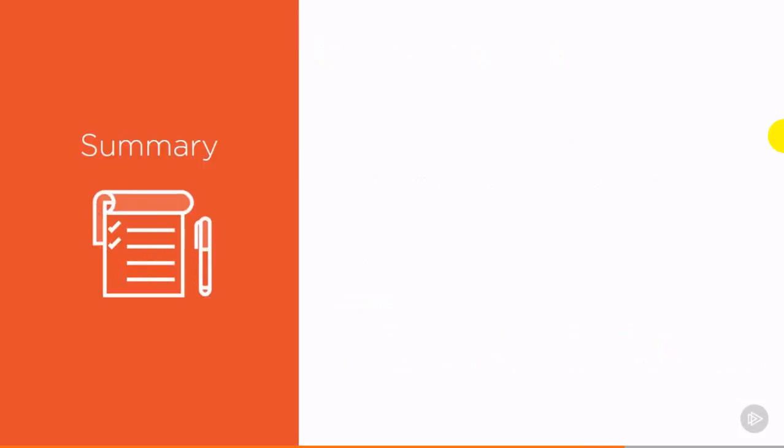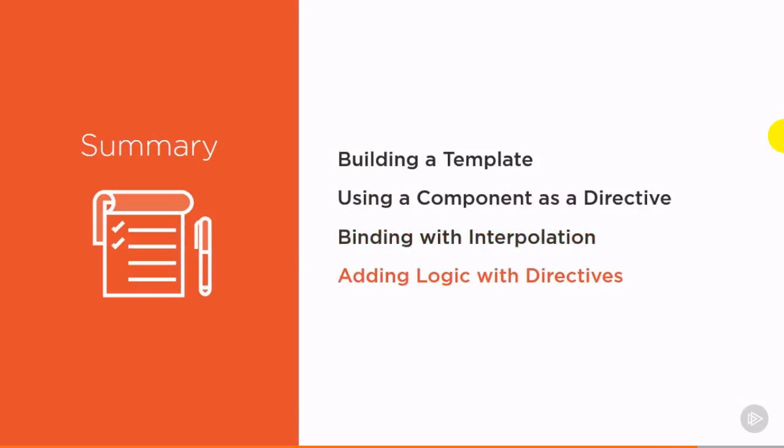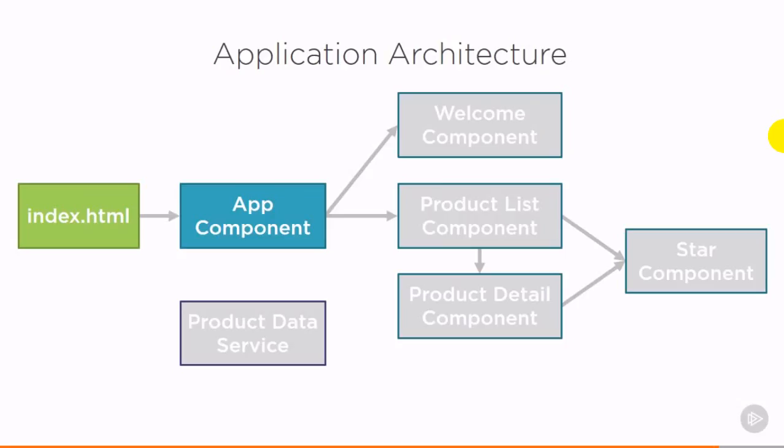In this module, we evaluated the differences between an inline template and a linked template, and we created a linked template. We then built a component for that template and learned how to use that component as a directive. We took a first look at Angular data binding through interpolation and powered up our template by using built-in Angular directives. Here, once again, is our application architecture. In this module, we started the product list component. Next up, let's discover more of Angular's data binding features and add interactivity to the product list template.